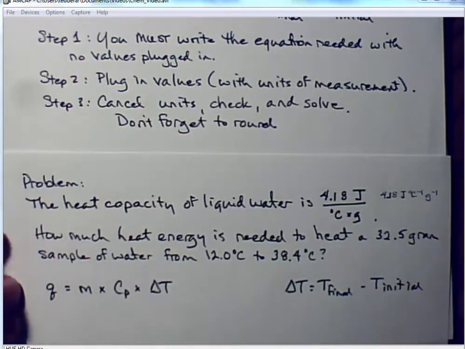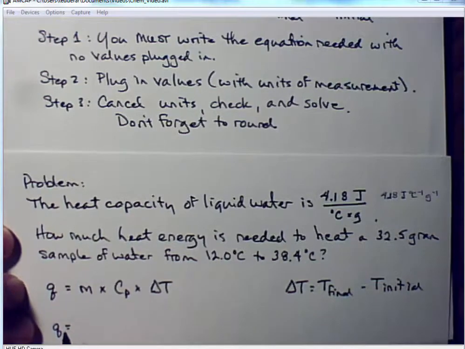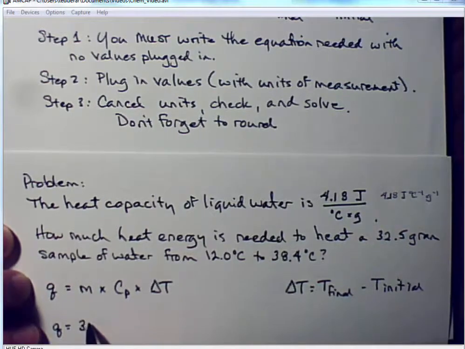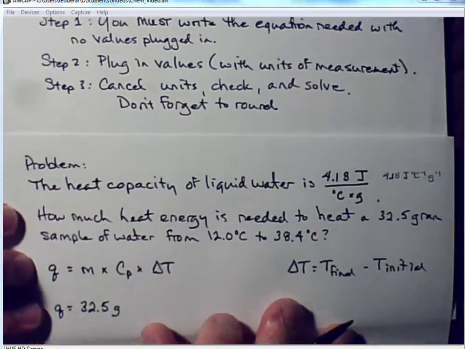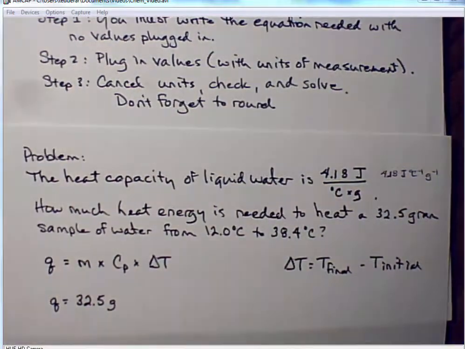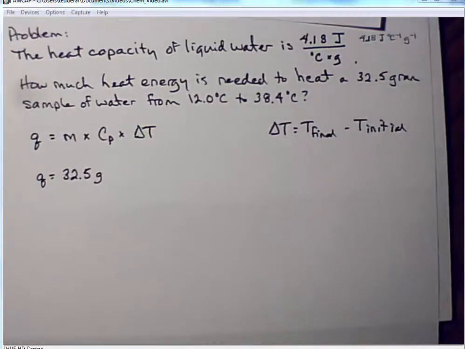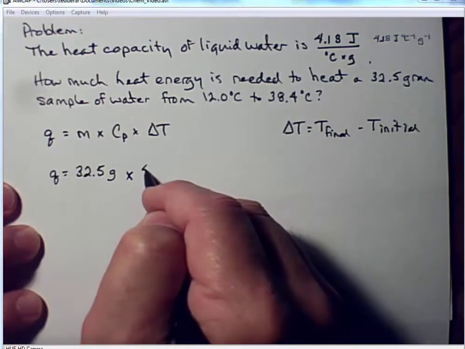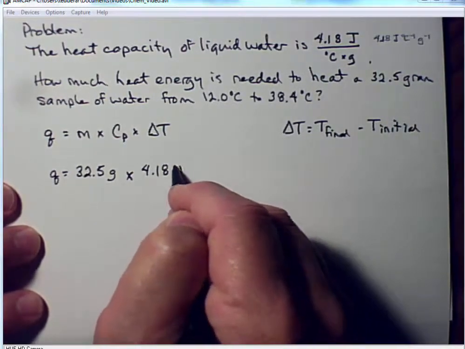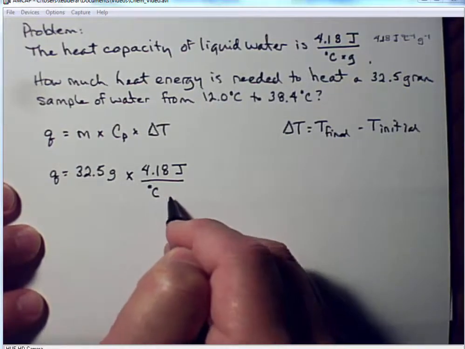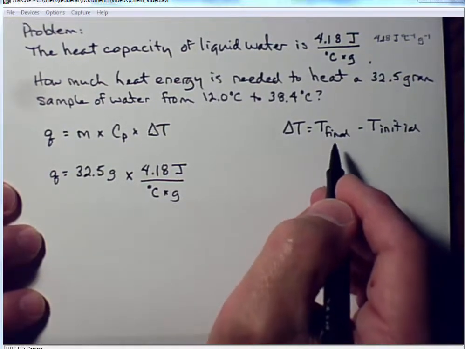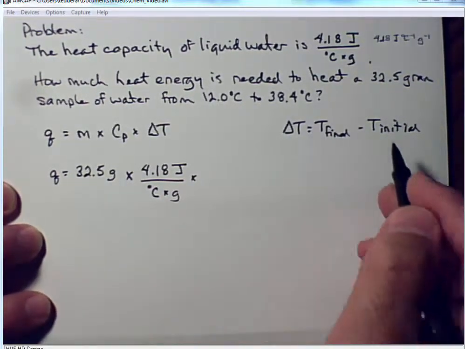Now we're ready to plug in the numbers. Q is equal to the mass. The mass is 32.5 grams. Got to make sure you have your units of measurement. Specific heat is 4.18 joules per degree C per gram. And we've got to calculate the change in temperature to plug that in.